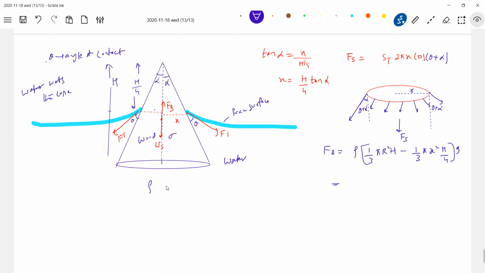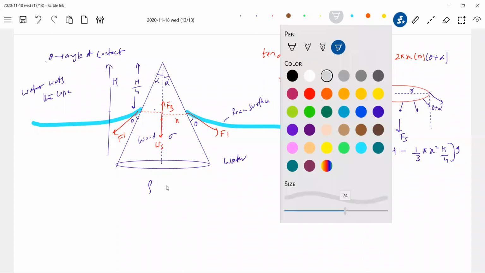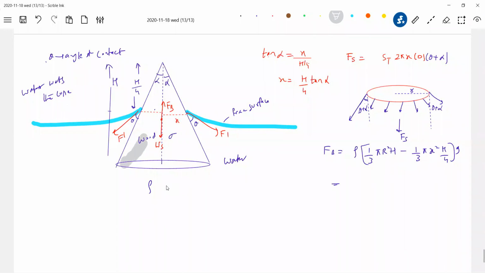Volume immersed. Okay, there's a volume immersed. No, this part is volume immersed. In the bigger cone, I'll subtract the volume of this smaller cone. I think it is some small geometry, nothing big. So a student must have geometry clarity.